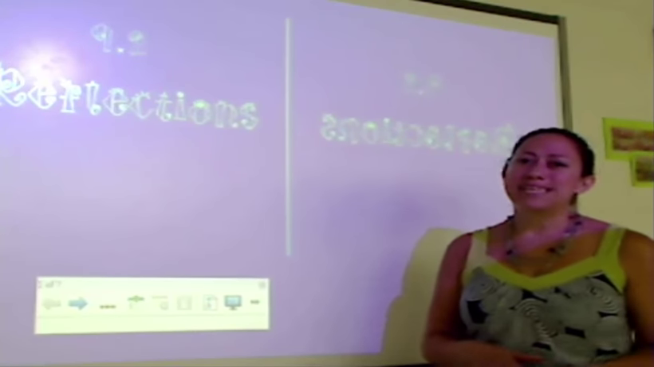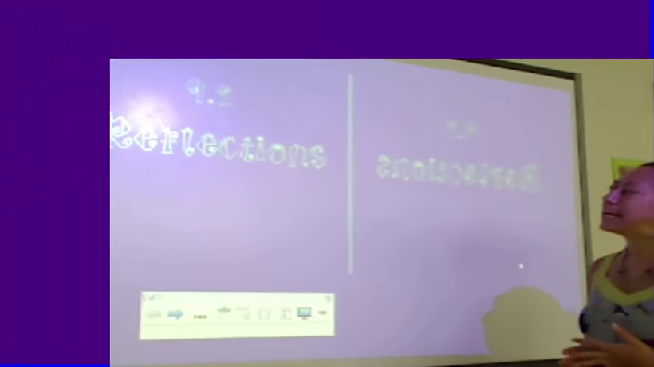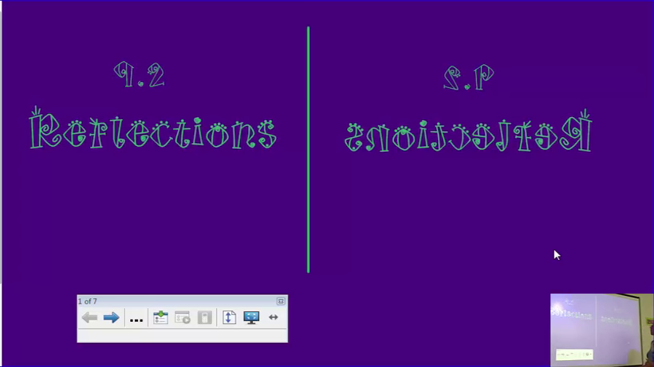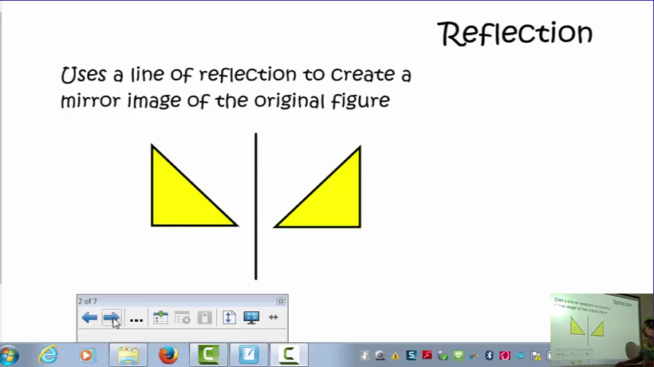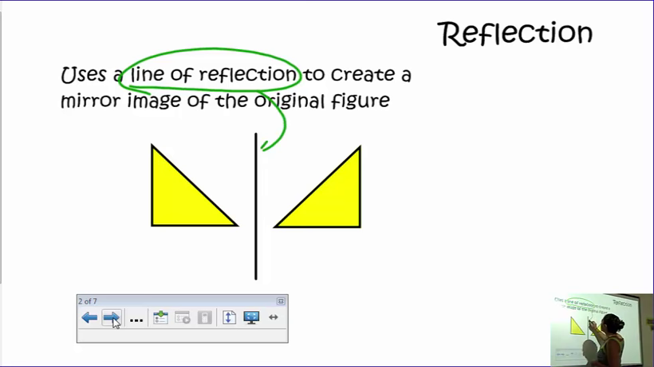All right, here we go, section 9.2. We're going to talk about reflections. You've got an awesome image up here of our reflections. But what is a reflection? Reflections use a line of symmetry, or line of reflection, which is this right here in the middle, that it flips over and it creates a mirror image of the original figure. So if this was my original image, my pre-image, this is now my image.